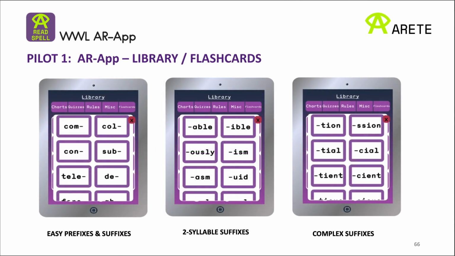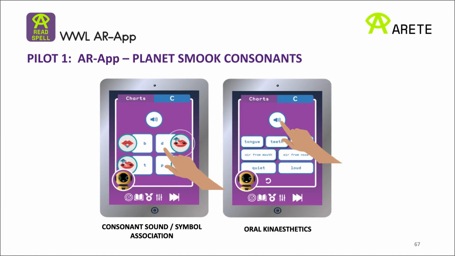When you click on a prefix or suffix box, it opens to show a flashcard. The more challenging of the easy prefixes and suffixes will have an AR representation, and all of the 2-syllable and complex suffixes have augmented reality. So let's explore the 6 planets in the asteroid field.